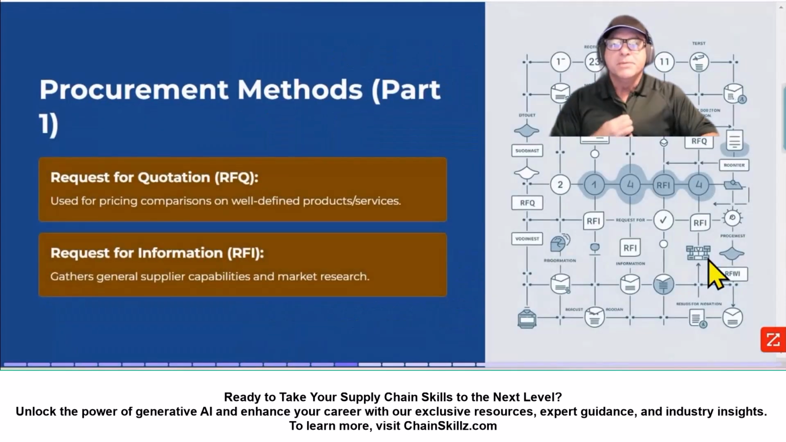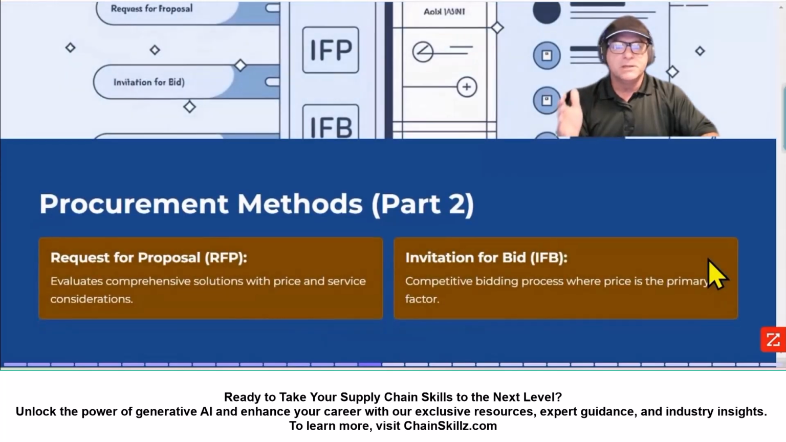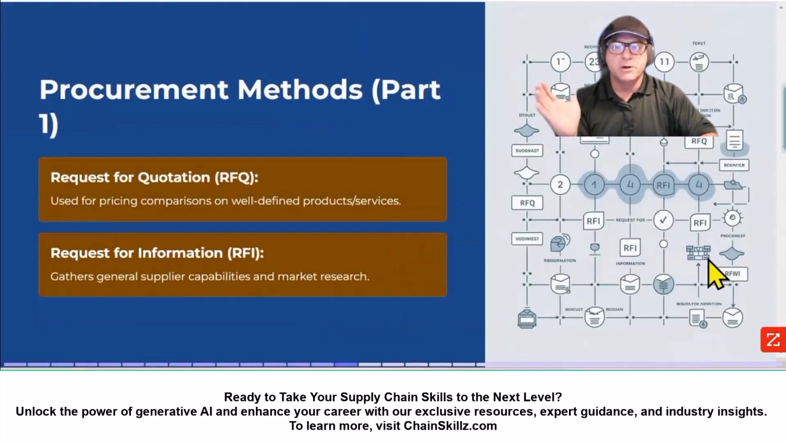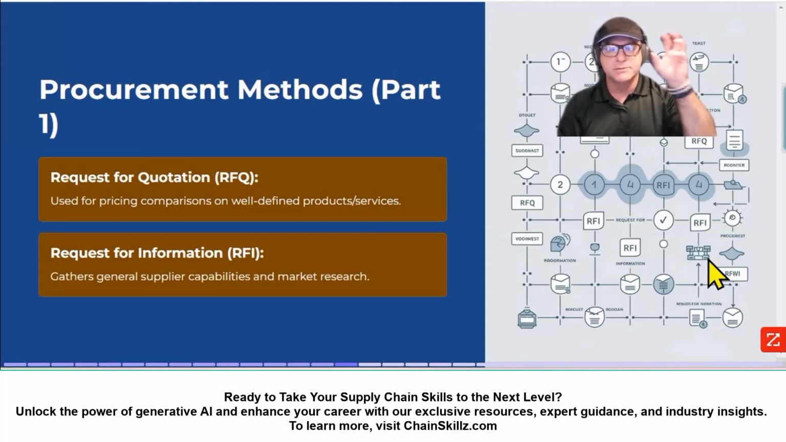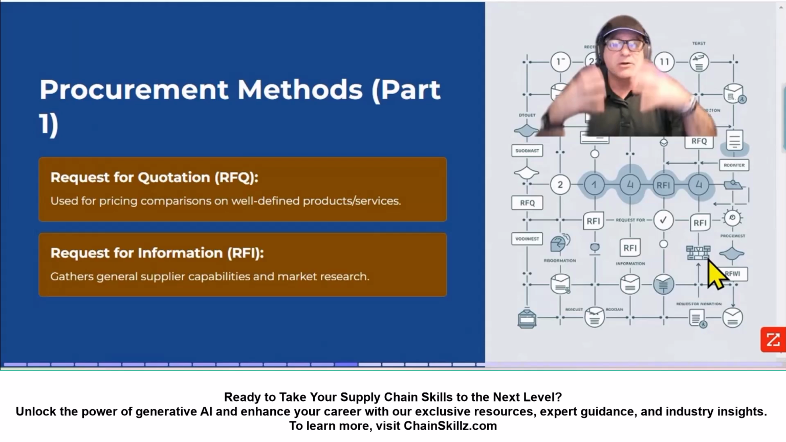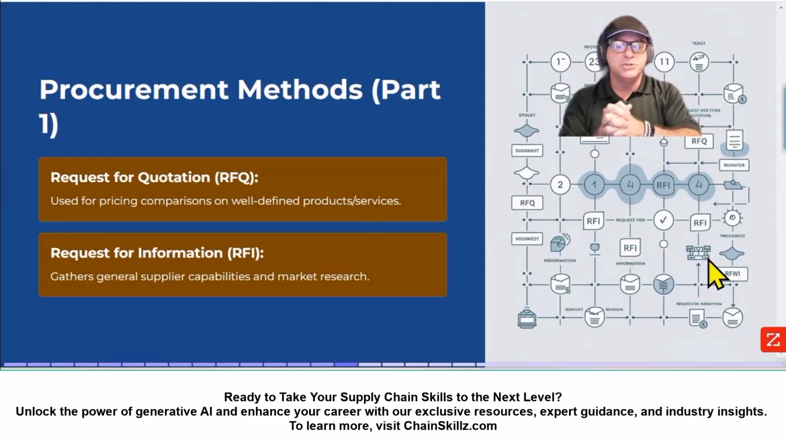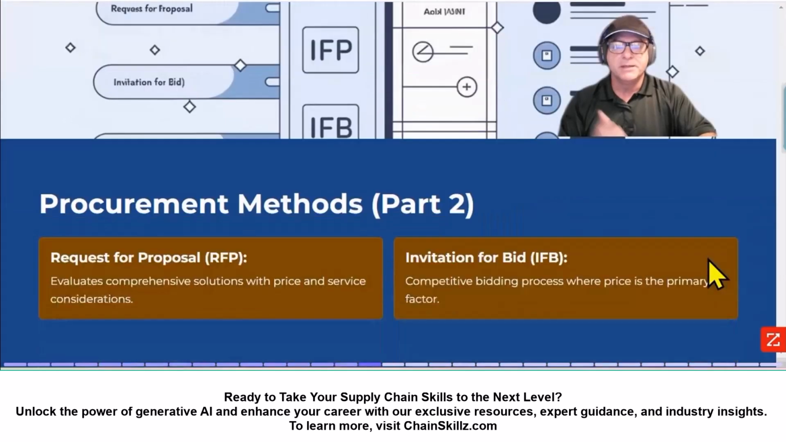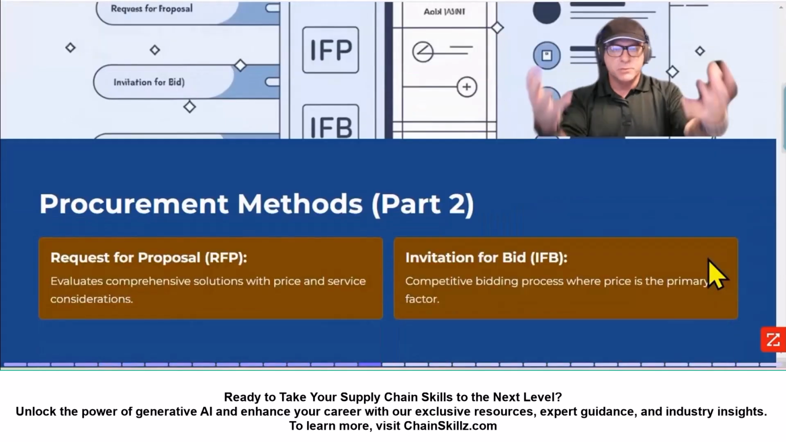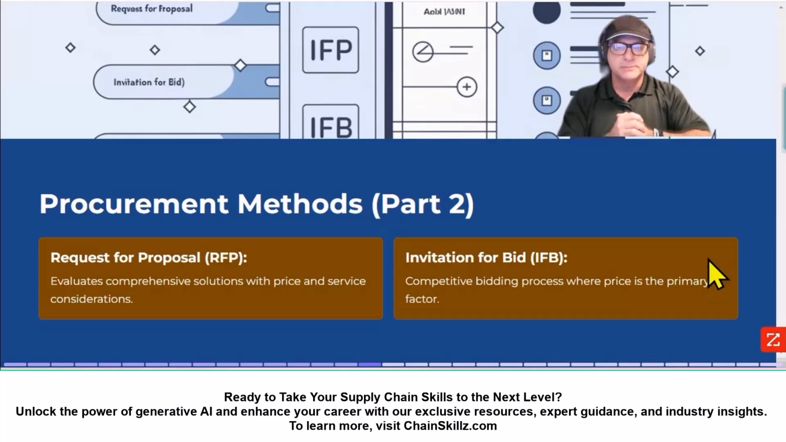All right. Procurement methods, right? Now we've talked about which method we should use. Should we use an RFQ? Used for price comparisons when we know it's a well-defined product and service. If it's absolutely the same thing, easily compared, an RFQ is very good. RFI, if it's something we're trying to figure out, what can the suppliers do, get more market research, we would use an RFI.